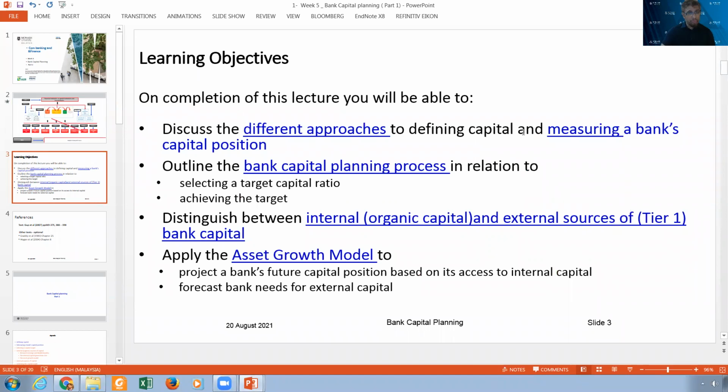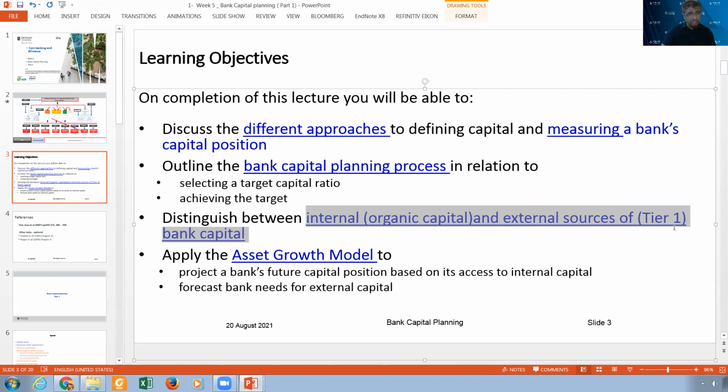We want to define the capital. There are 2 approaches, as I told you. We want to know the regulatory definition and the simple ratio definition. And then we will outline the bank capital planning in relation to selecting the target capital and achieving that target capital, where to get it. And at the end, we will have 2 models. These are measures of how we can plan to get capital from inside the bank.